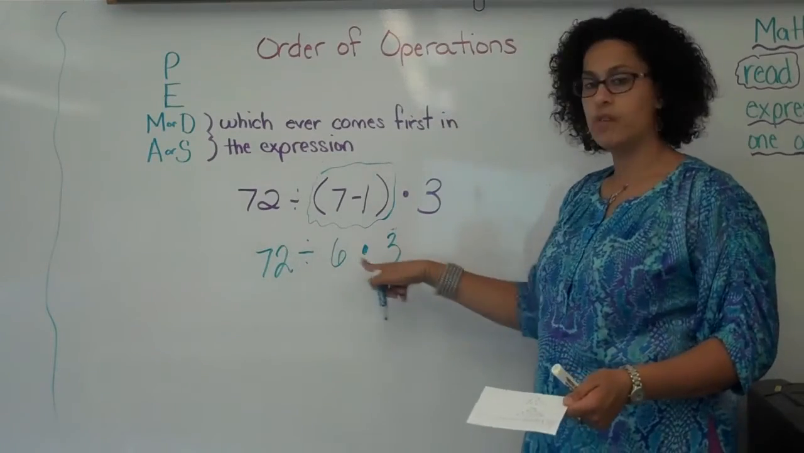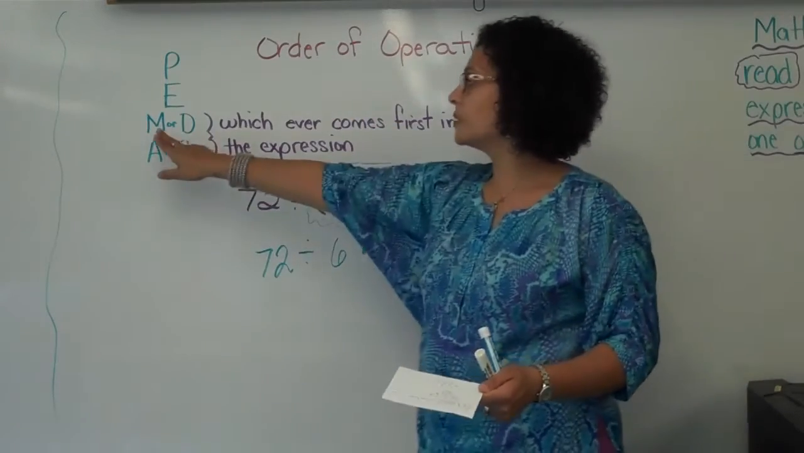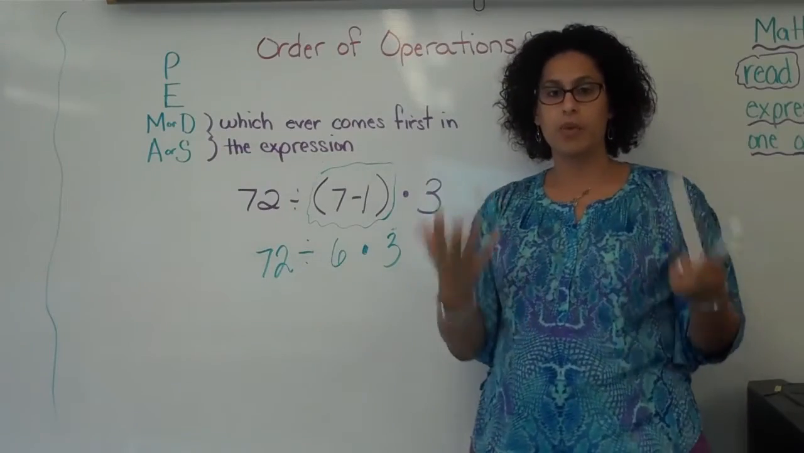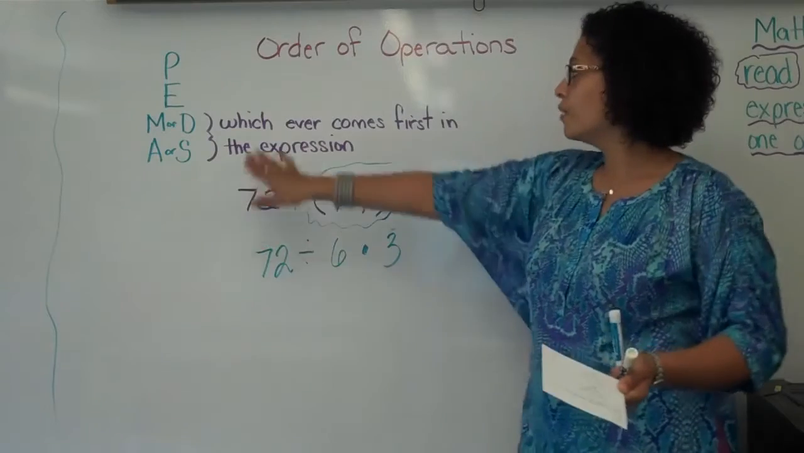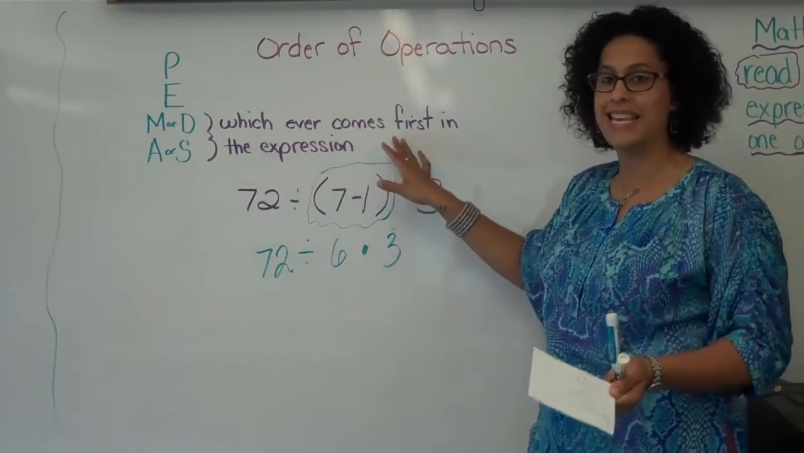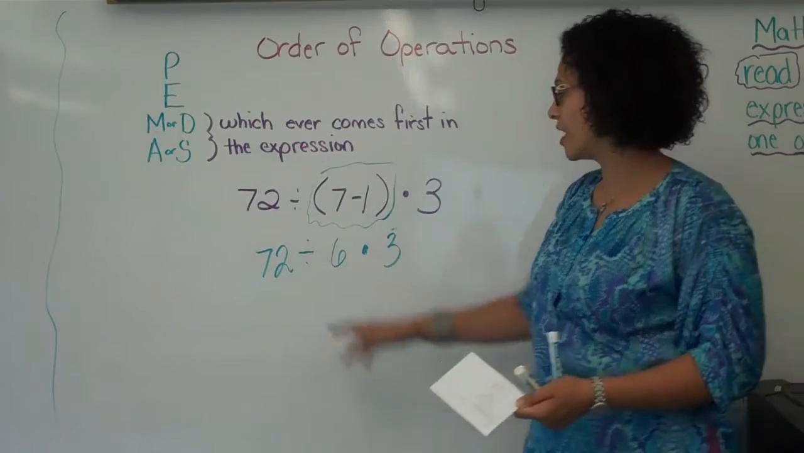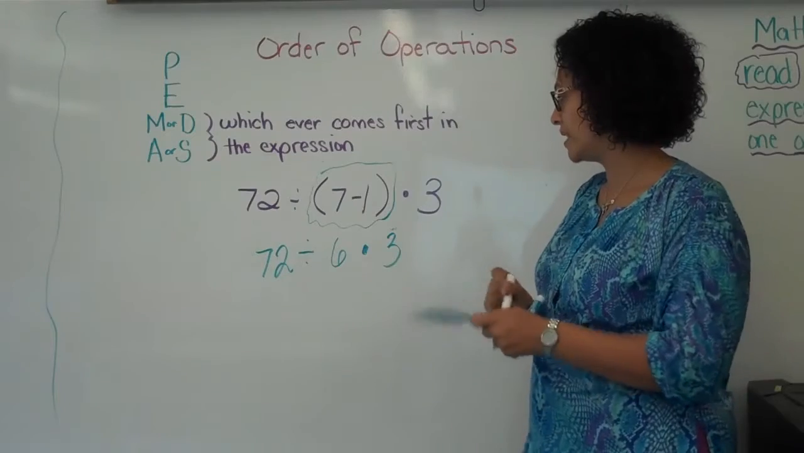Look, division, multiplication. So I have no exponents, multiplication or division. Now, when we were normally thinking of this, our multiplication, oh, the M comes first, we do multiplication first. No, no, no. Whichever comes first in the expression. Mia's laughing at me. Whichever comes first in the expression. So what comes first in the expression? The division comes first in the expression.